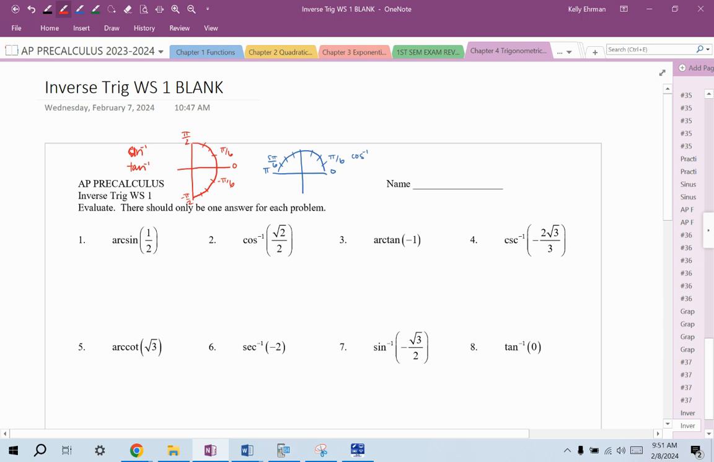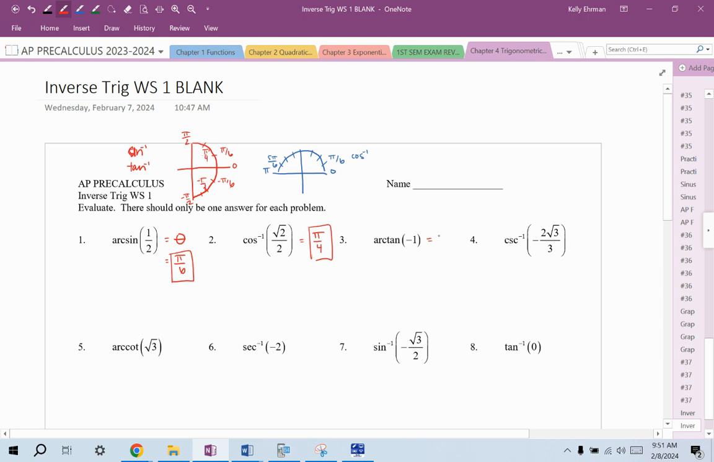So all of the answers for this first section should be: find the angle that makes this trig function this value. So the arc sine of 1/2, what angle makes sine 1/2? That answer is pi over 6. What angle makes cosine radical 2 over 2? Pi over 4. What angle makes tangent equal to -1? So tangent is 1 at pi over 4, but it's equal to -1 at negative pi over 4.